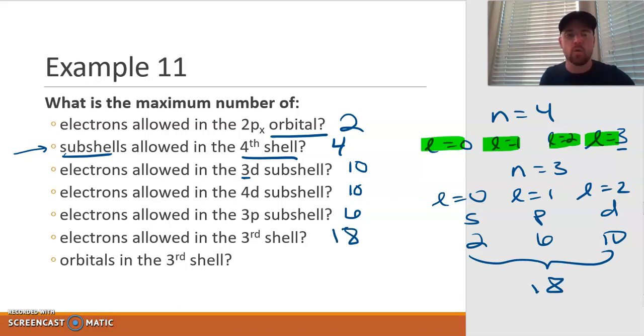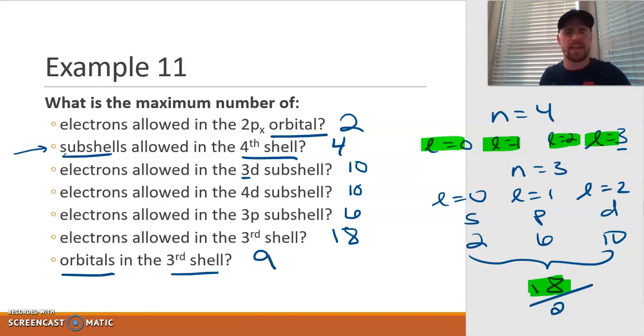And finally, what's the maximum number of orbitals in the third shell? So we just figured out in the third shell, you have 18 electrons. But if 18 electrons need to be dispersed in orbitals, how many orbitals would you need to hold those 18 electrons? Every orbital can hold 2. So 2 electrons per orbital. That means there are 9 orbitals that would be allowed in the third shell.